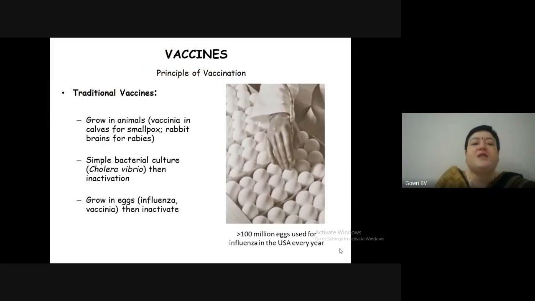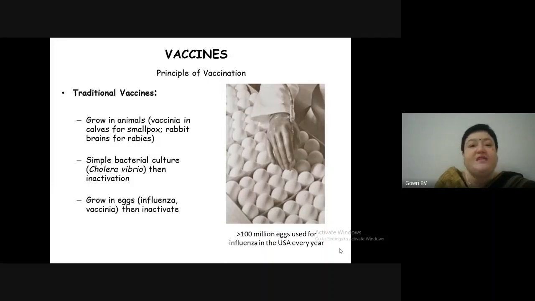So how were these traditional vaccines produced? The vaccines which we are studying under recombinant DNA technology, we call new generation vaccines. Traditional vaccines are those which were produced in the older forms. The traditional vaccines were obtained by growing the microbial cultures in either animals, or simple bacterial cultures, or maybe egg inoculation.